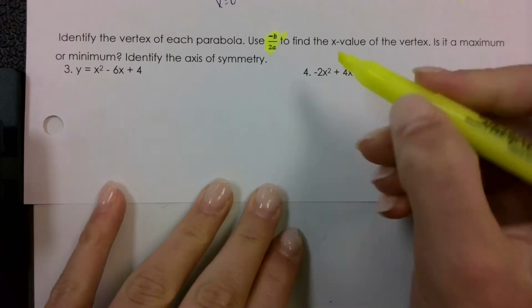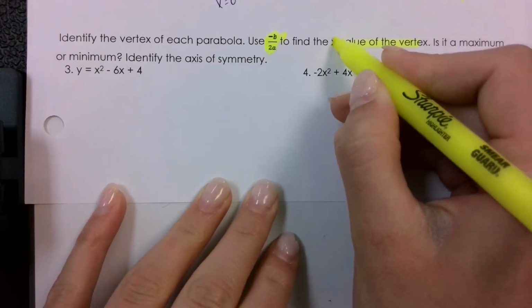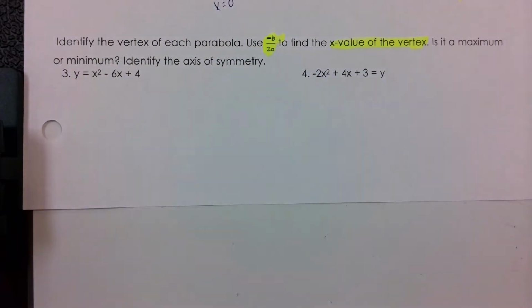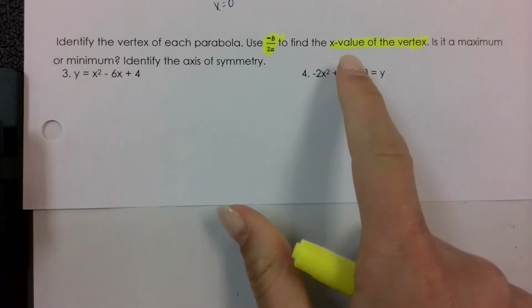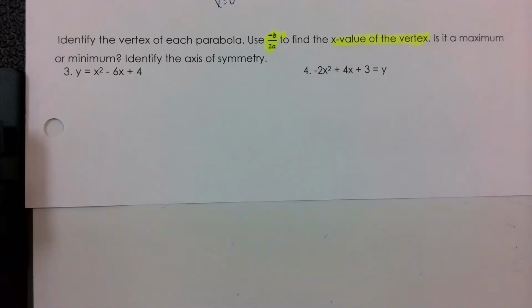I'm going to highlight that too. So your vertex, it's an ordered pair. So do we just need an x value? Is an ordered pair just the x value? No, it's an x and a y, right? So it's not enough just to have the x value. You've got to get that y value too. So we're going to find those.